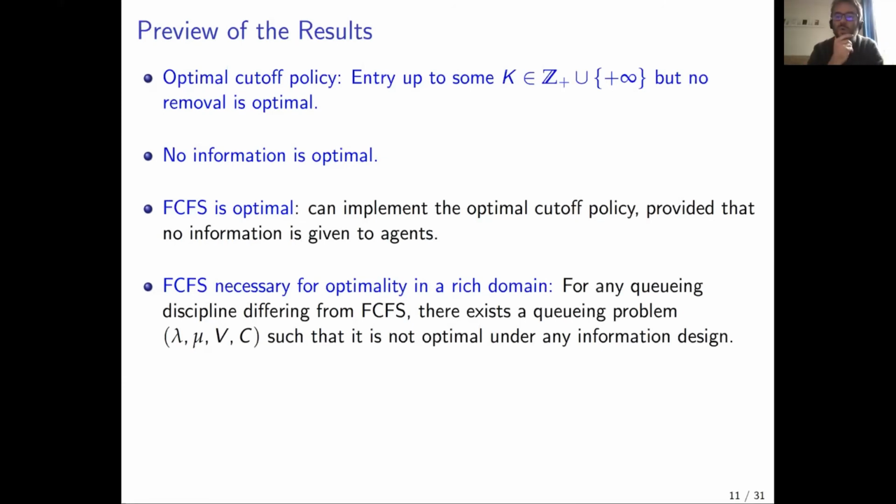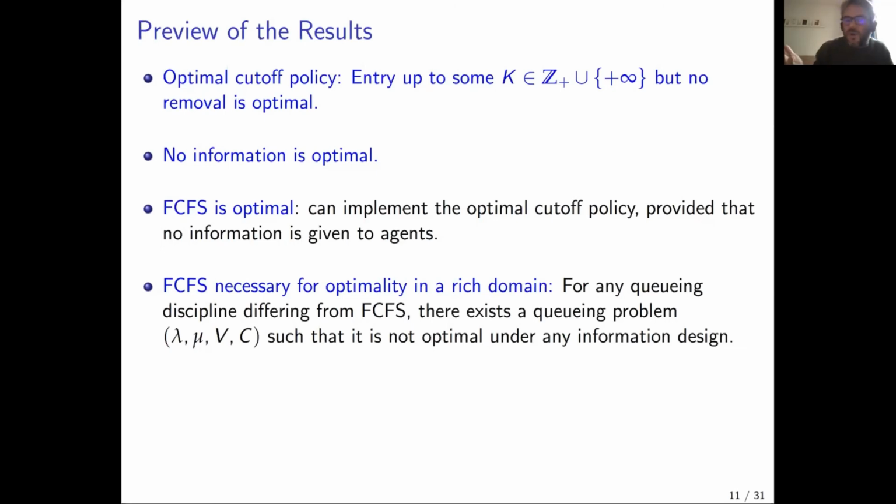And the entry rule will be similar to what I described before as a cap, meaning there will be some integer cap k, beyond which agents will be turned away. They won't be allowed to join the queue, and below which agents will be recommended to join the queue.